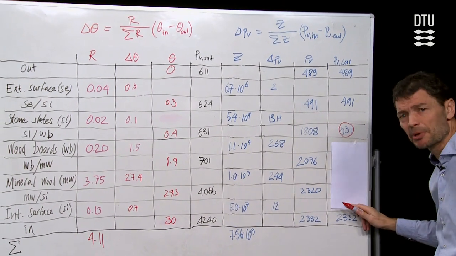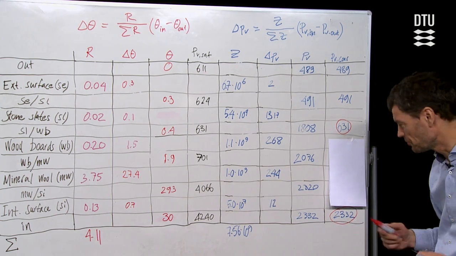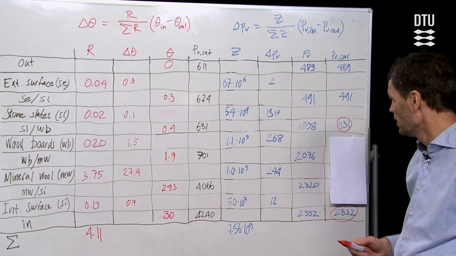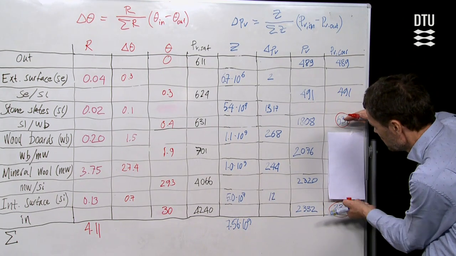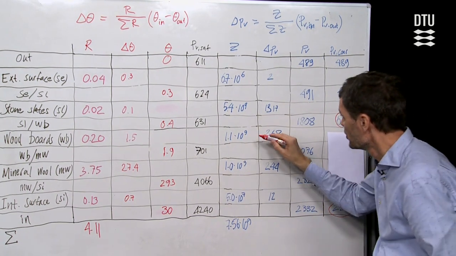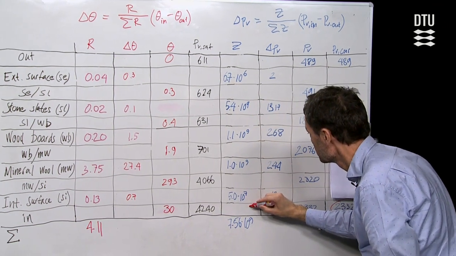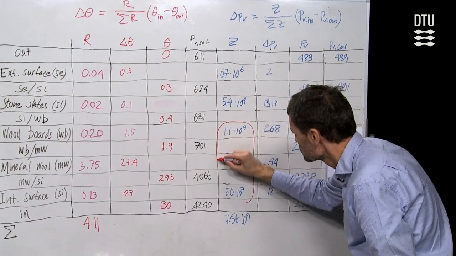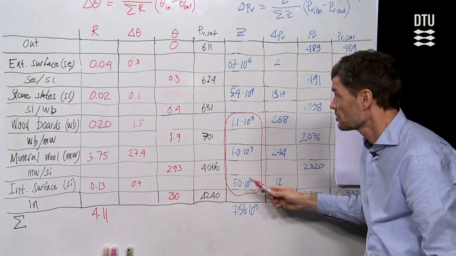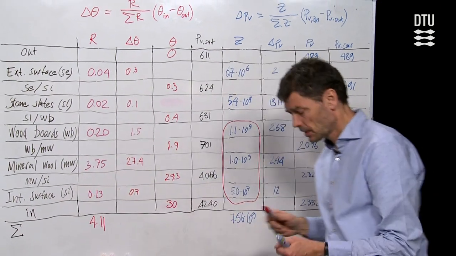And the interior vapor pressure, which was still, of course, 2,332. For this distribution between those two positions, I have to take into account only some of the materials in my roof. I have to consider those layers that I encircle here. So that's the wooden boards, the mineral wool, and the interior surface.